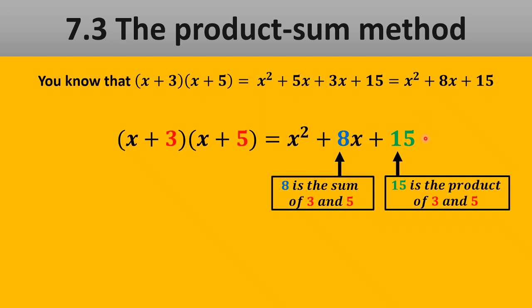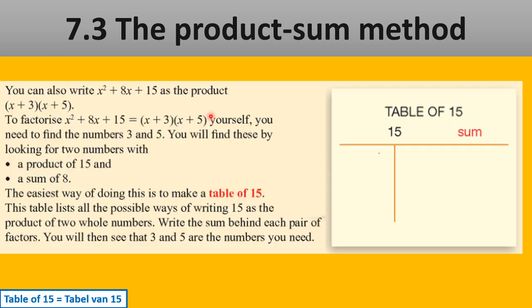Well, if we can do it, we can also do it the other way around. So I can go from this thing right here to something inside of brackets. And that means I am factorizing again, because I'm rewriting something with terms, things that are added to each other, to things that are multiplied. So the book is going to do it like this. They say the easiest way of doing this, so in this case rewriting this thing as a product, is first to make the table of 15.